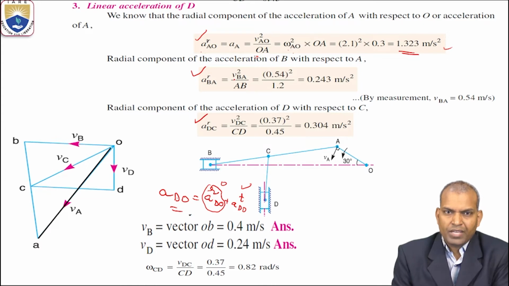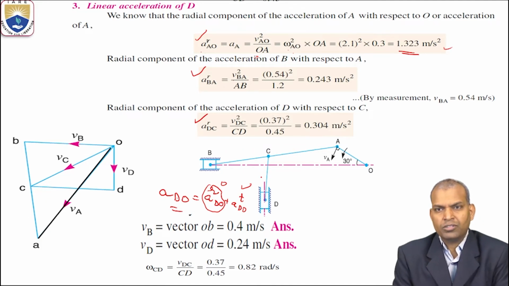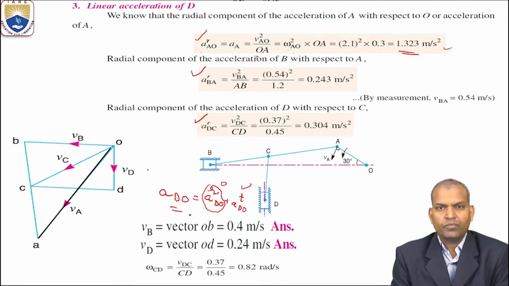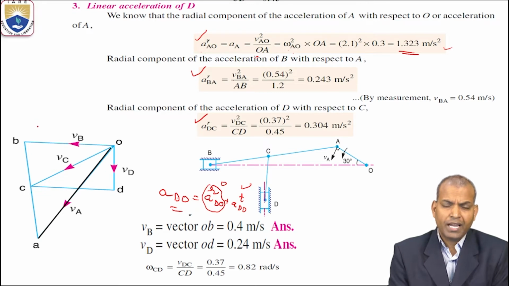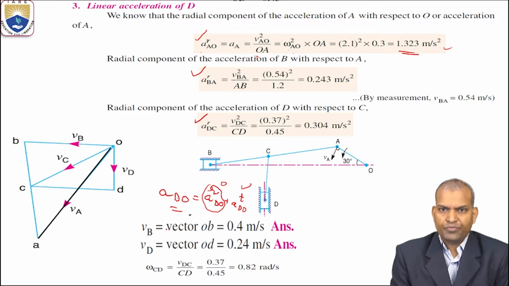The velocity of link AB, the velocity of link CD, the velocity of link OA, the velocity of link B with respect to O, and the velocity of link D with respect to O, all these values are known from the velocity diagram. That is why the velocity diagram is important in order to draw the acceleration diagram. Now we want the linear acceleration of D.